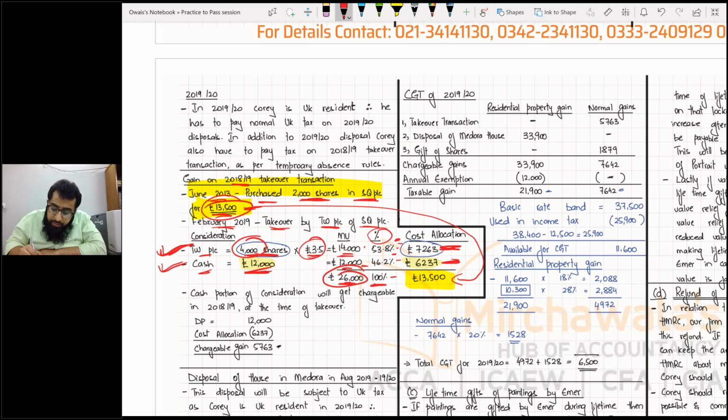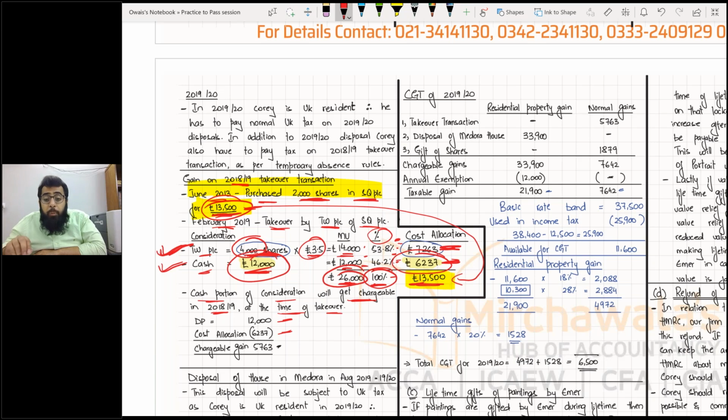12,000 divided by 26,000 is 46.2%. You calculate a percentage and you allocate the cost of old shares. Then the cash portion of the consideration will get chargeable in 1819. At the time of takeover, the cash was 12,000. The cost allocated to the cash portion was 6,237.